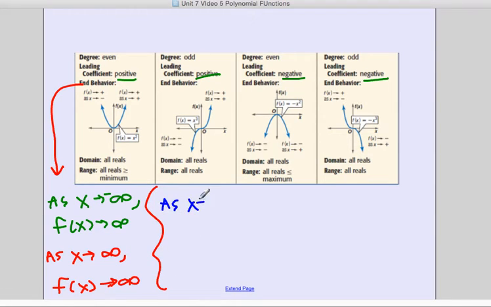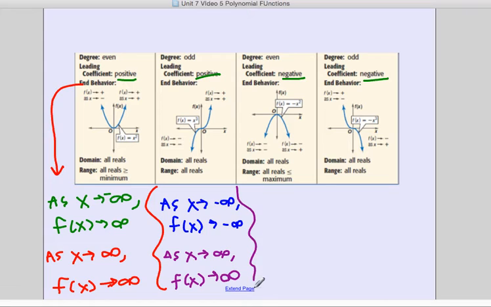As x goes to, once again, negative infinity, what happens to my y values? So as we go to negative infinity, my y values are going down, and they're going to keep going down and down and down, so they're going to negative infinity. And our other one is as x goes to the right, or as x goes to infinity, what's happening to our f of x values? So we go to the right, my y values are going up and up and up, so it's going to infinity. This is a big concept that you will see over and over again.